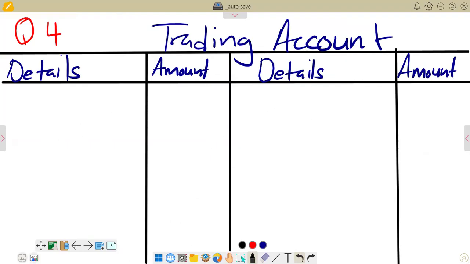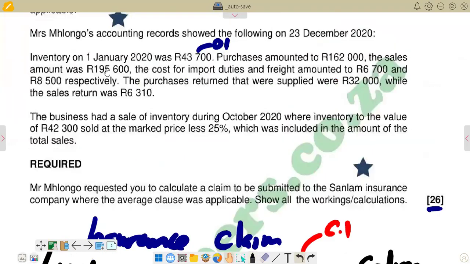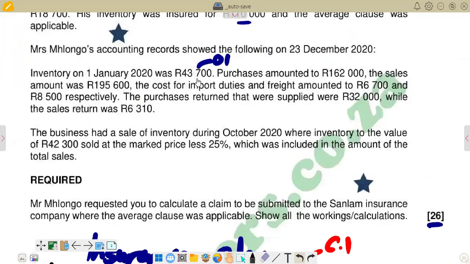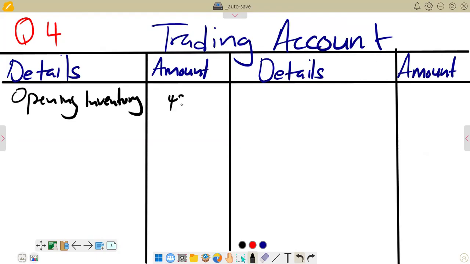But the information that we are going to put in the trading account, we are going to find it there in the question. If you come here, you would see that we are given that inventory on 1 January 2020 was 43,700. So our 43,700 is our opening stock, which is supposed to come to the debit side. So if you come here, you see that this is the debit side. That's where we're going to put our opening inventory. So we're going to say opening inventory, and it's 43,700.